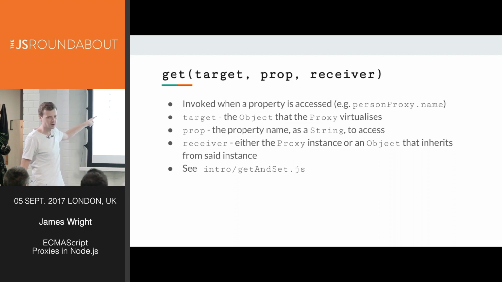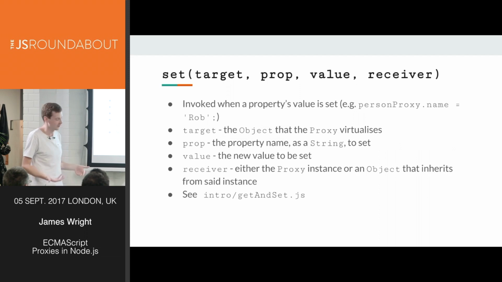But this third parameter, we're not going to cover this today, but just to bring it to your attention, this is called the receiver. It's typically the proxy instance itself, but what you can do with proxies is you can create classes or functional prototypes that inherit from proxies. So whatever potentially inherits from your proxy instance could be the value of this receiver parameter. And essentially we have the same with set, except the additional third parameter is the value, and then you have the receiver as the fourth param. So that's what we've covered already.